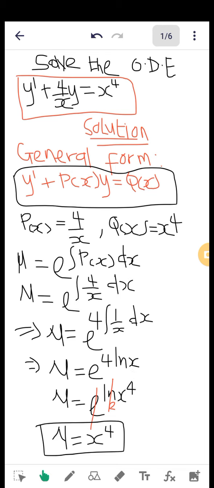So I know that the subscript of ln is e. So my ln e will cancel the e. This is a natural log. So the natural log with an exponent e will cancel this, leaving x exponent 4. So this is my integrating factor. Mu is equal to x exponent 4.